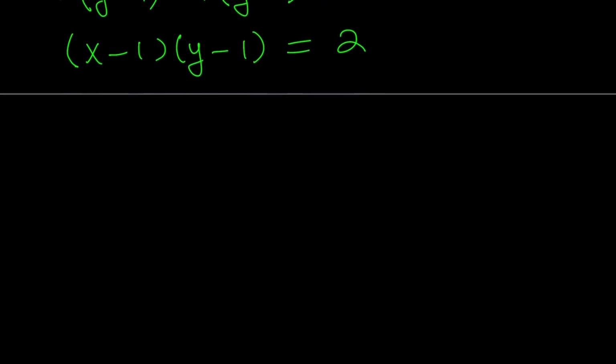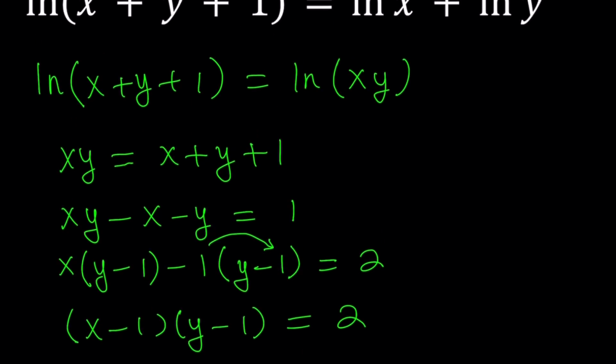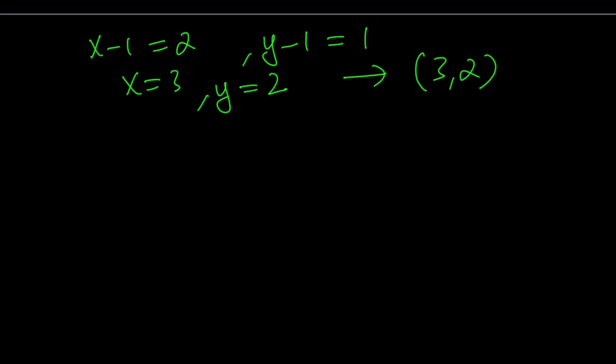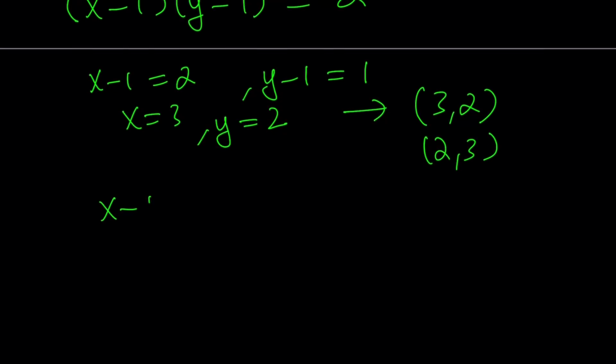In this case, we have a Diophantine equation, and to solve this, we just have to look at the factors of 2, and there aren't that many. For example, if x - 1 is equal to 2, that means y - 1 is equal to 1. So from here, x = 3 and y = 2. That gives us the ordered pair (3, 2). But notice that our equation is symmetrical, so if (3, 2) is a solution, (2, 3) will also be a solution. We don't really need to check that. Okay, good. Let's look at another scenario. How about x - 1 = 1 and y - 1 = 2?